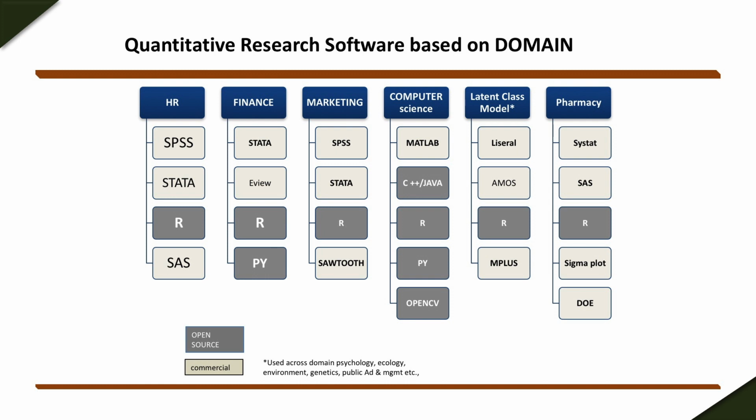And when it comes to the pharmaceutical domain, people use, especially for design of experiments, DOE or they can use Systat. In terms of graphics, people like to use Sigma Plot and also R. So among this matrix, if you see, there is a pattern. The pattern is that R is fit for everywhere, whether it is HR or finance or marketing, latent class models, pharmacy, everywhere R seems to be a high level of fit. And since it's open source, it is available 24/7 and has great community support, you can go by R.